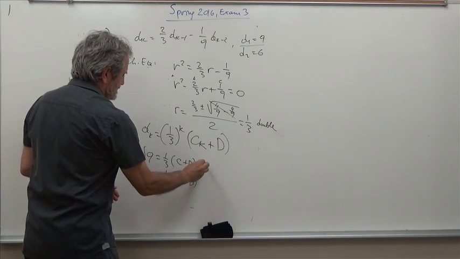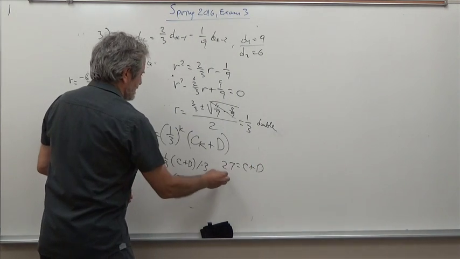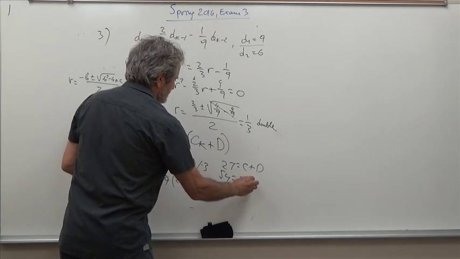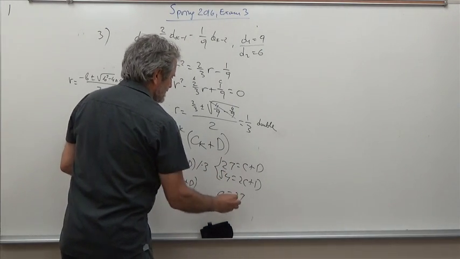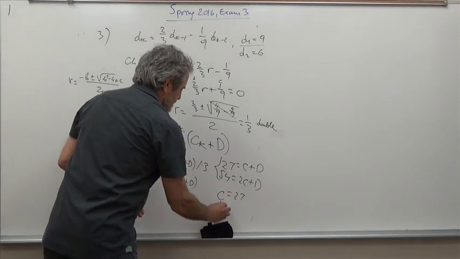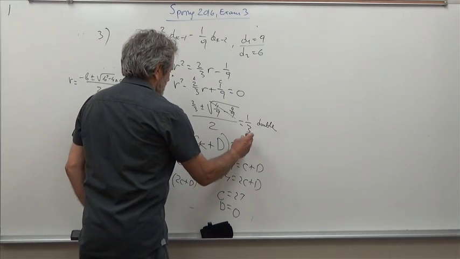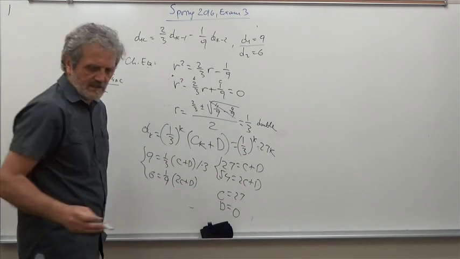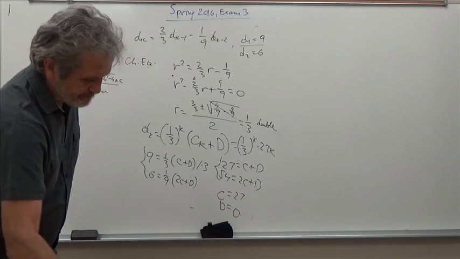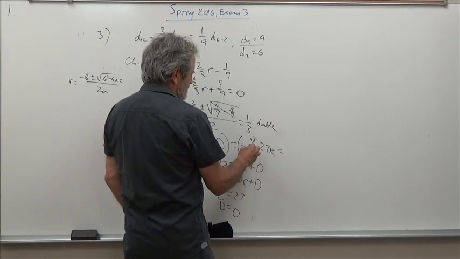we multiply both sides, so we get 27 is C plus D, and here 54, no fractions. Now the same thing, when we subtract, we get C is 27, and then D is 0. So generally, the formula is 1/3 to the K times 27K. And then we can write that a little nicer.